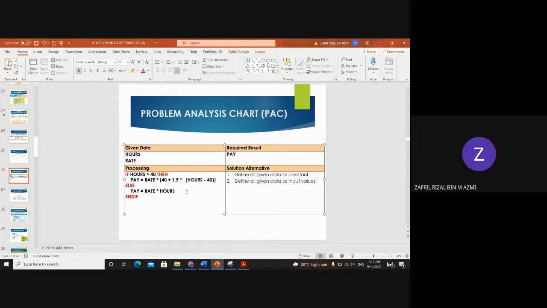Okay, just go for the input value. For the solution alternative, let's say in your design you have both constant and input. Just list down the inputs, no need to list everything. For example, define hours and rate as constant, define hours and rate as input value. Then choose the input value.